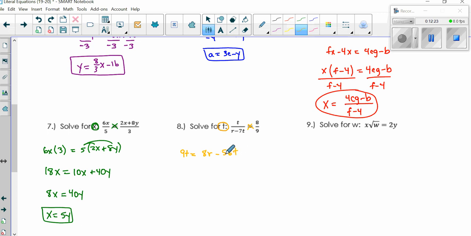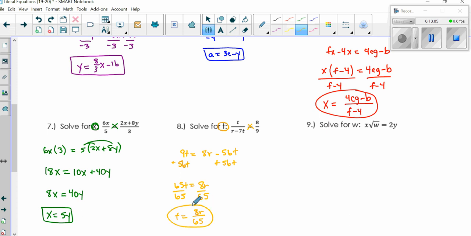And I do want to solve for t, so I'm going to add 56t to both sides. So 9 plus 56 is 65t, which is equal to 8r. Okay. Then I'm going to divide both sides by 65. This is where if anything simplified, I would simplify. I cannot divide 65 by 2 or 4 or 8. So I'm just going to leave it as t equals 8r divided by 65. That would be my simplified answer.